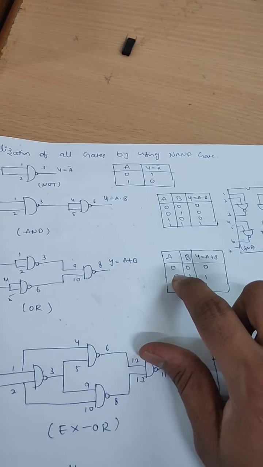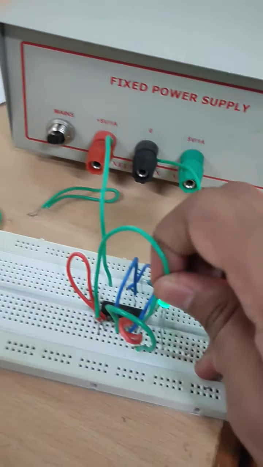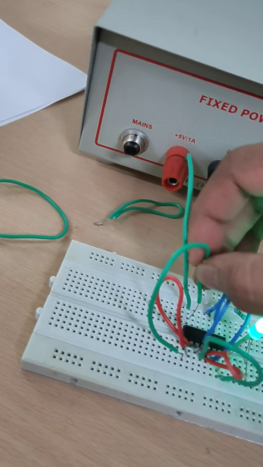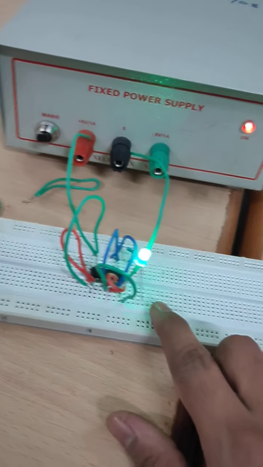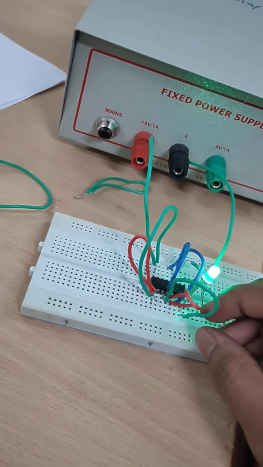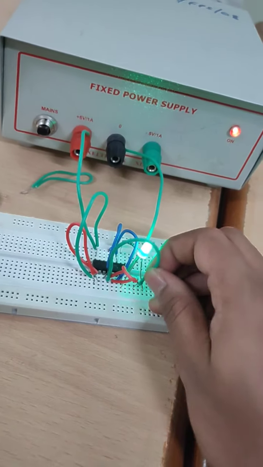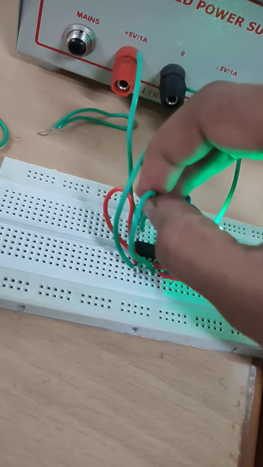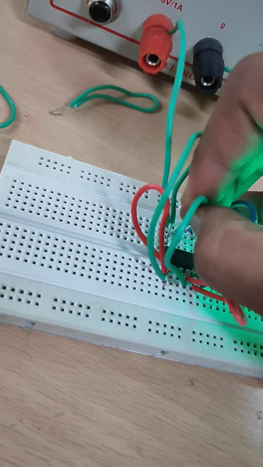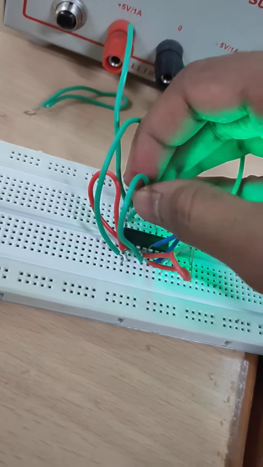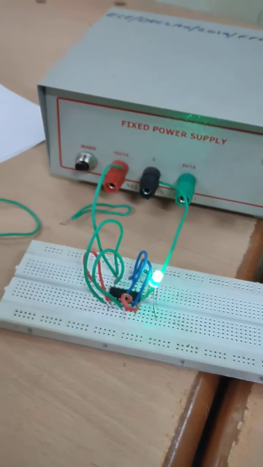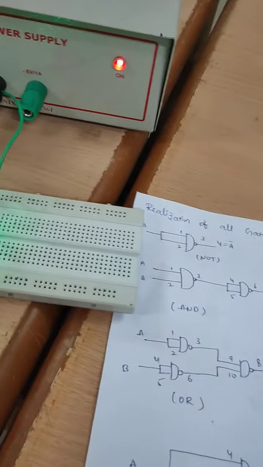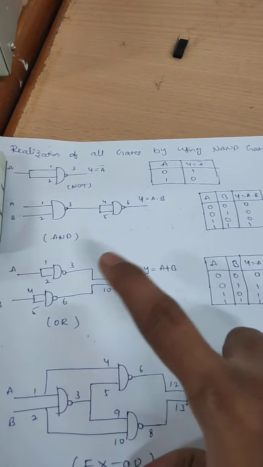For example, inputs are 0, 1, output will be 1. I'm changing it to 0, 1, output will be 1. And for 1, 1, it is 1. Okay, that's all. This is the truth table verification of OR gate using NAND gate.